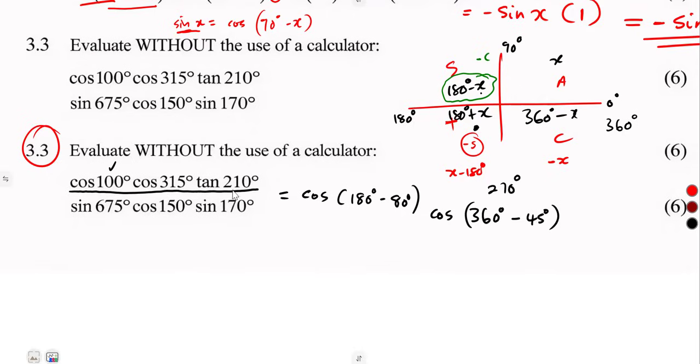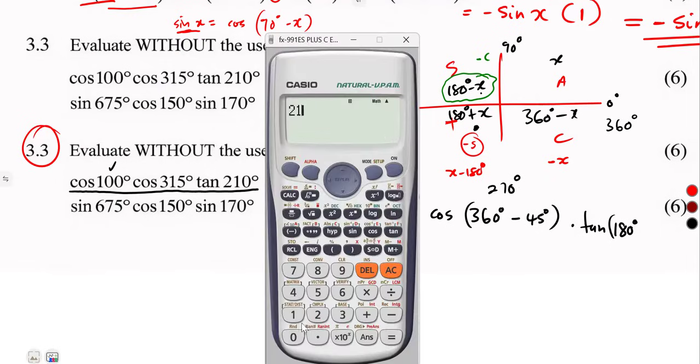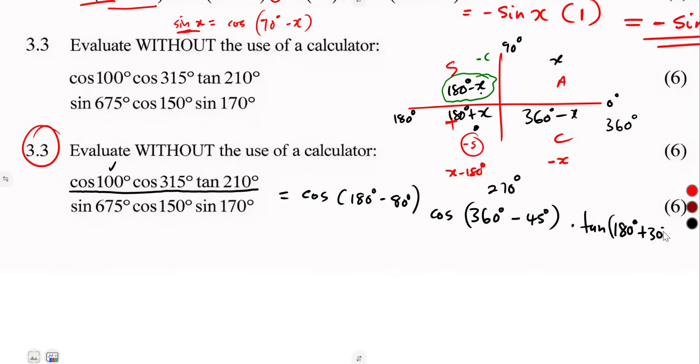Tan 210. Which quadrant is this? 210 is between 180 and 270 in the third quadrant, and these angles are written as 180 plus x. So it was going to be tan of 180 degrees. Which angle are we supposed to add to get 210? At 180, you add, you obtain 210. So simply 210 minus 180, which is 30. So that's plus 30 degrees. Remember, 180 plus x. Everything over the same thing, guys.